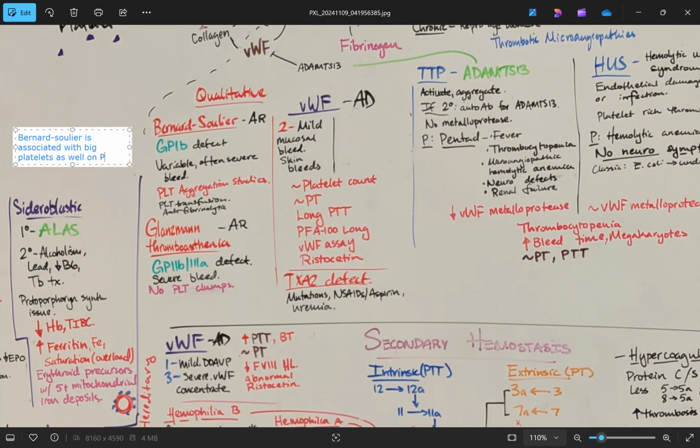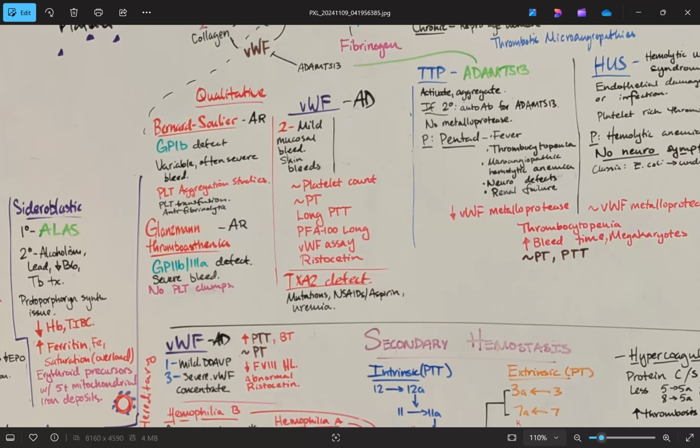The last one I want to talk about, because it kind of overlaps a little bit with secondary hemostasis, is our von Willebrand factor deficiencies. If we're talking about type 2 specifically, because there's 3 types, 1, 2, and 3, type 2 is qualitative, and it is autosomal dominant. It's associated with mild mucosal bleeds and skin bleeds. Your platelet count is going to be normal. Your prothrombin time is going to be normal, but you may have increased partial thromboplastin time. Your PFA-100, which assesses how well you clot, is going to be prolonged, and then you can also use your vWF assay and a ristocetin test to assess for that.